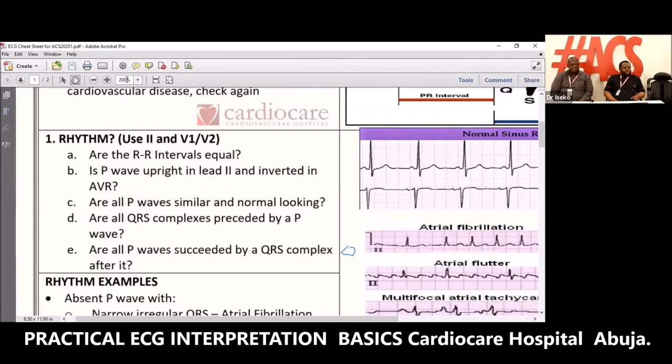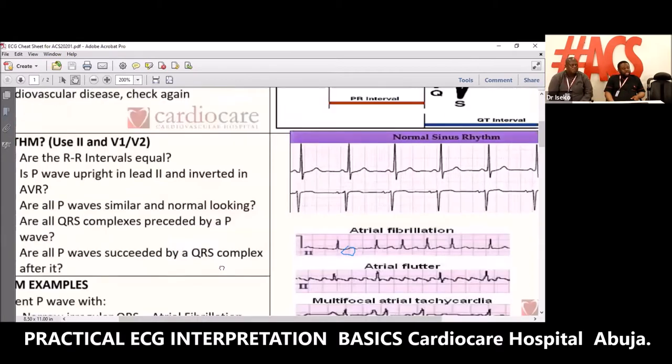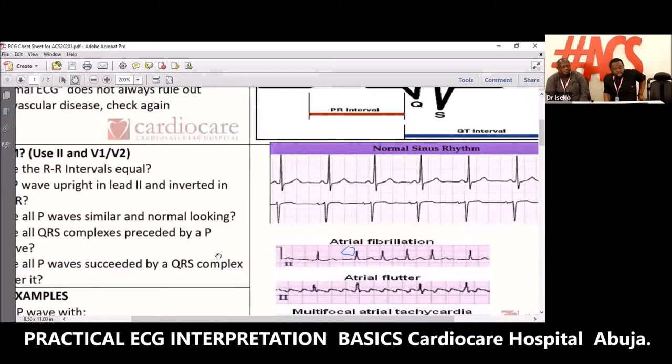Okay, now if you move to the left, you will see examples. Can you see those waves you are looking at? The first thing you ask yourself is, is the interval equal? Can you see the R waves on the top one? Are the intervals equal? You can see they are fairly equal, right? The next thing is, do all the P waves look alike? Can you see the P waves? Do they all look alike? The next question you ask yourself is, is it upright in lead 2 and inverted in aVR? In this example, there's only lead 2 we are looking at, whether it's upright or not.